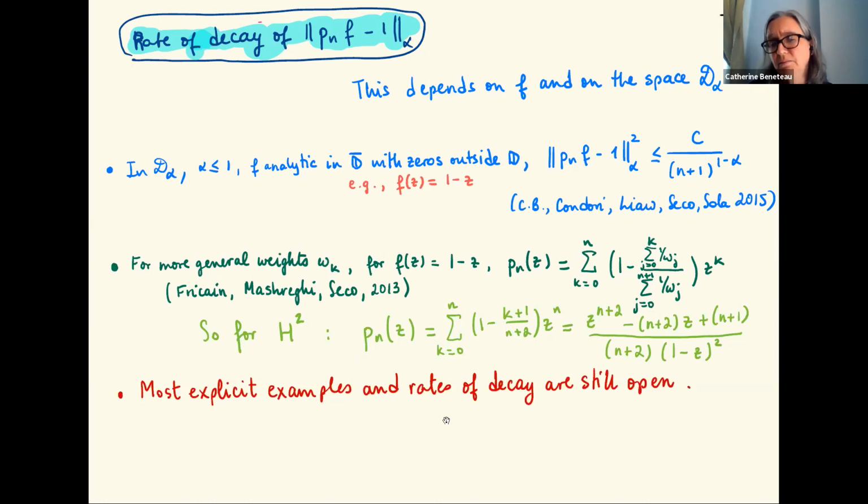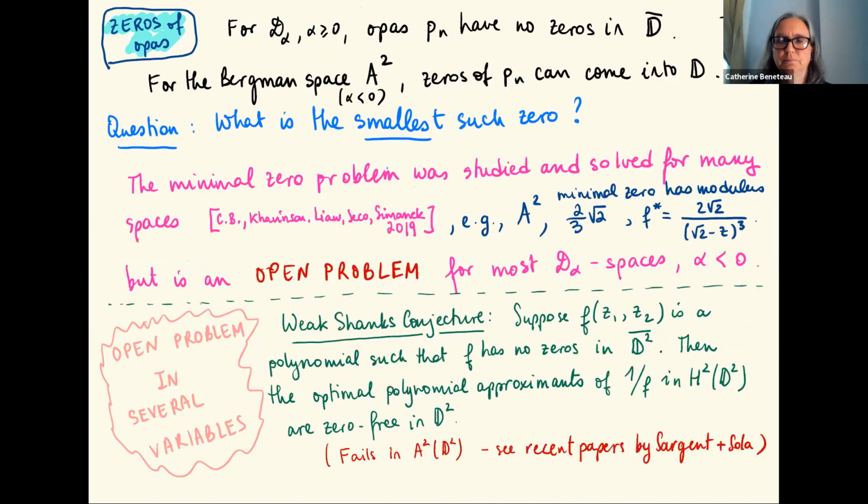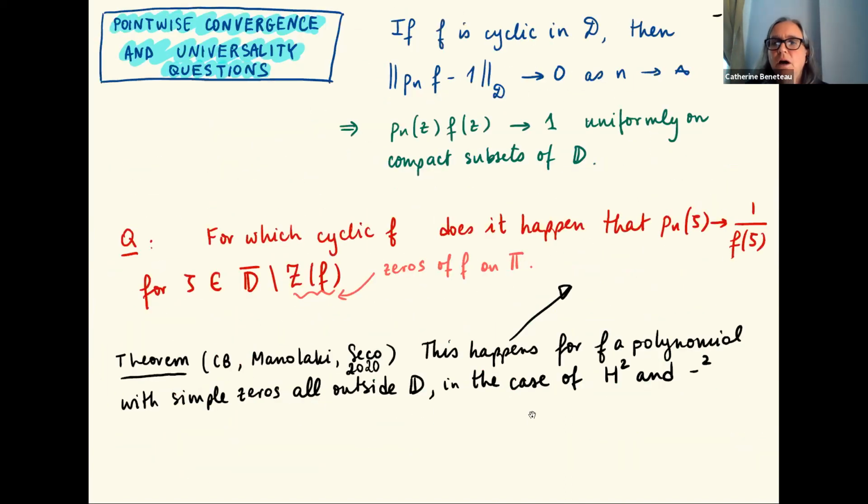But most computations of optimal approximants, and most rates of decay for functions, especially functions that don't behave well on the circle, are open. So there are lots of possible particular problems to consider there. Okay.